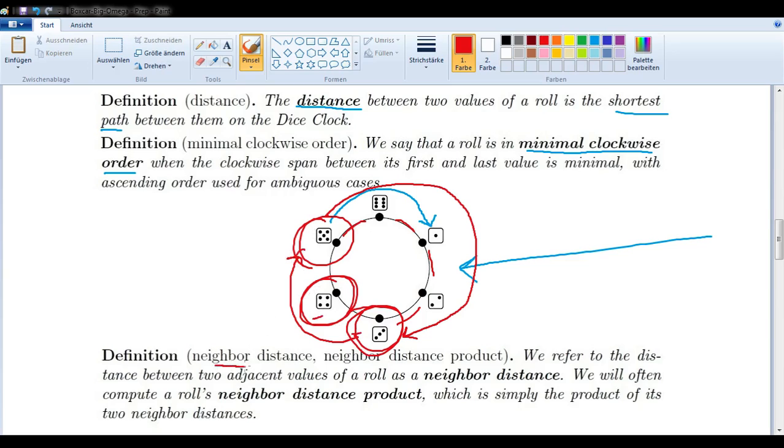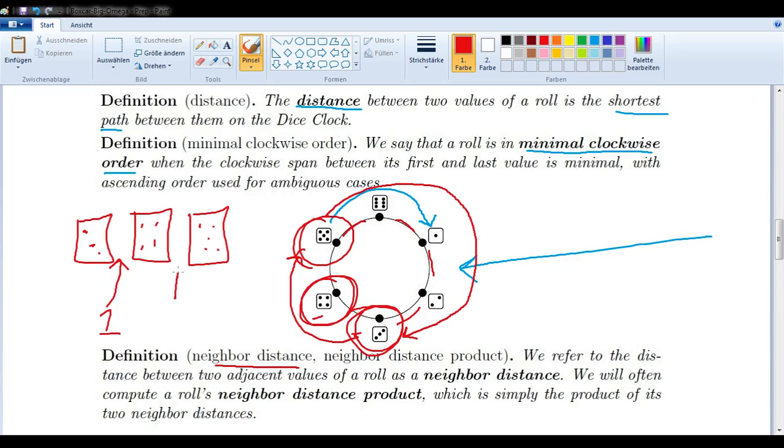Now we can talk about the neighbor distance. That's also something very similar. Let's actually look at the example we just did. Let's say we had a 3, a 4, and a 5. Then the neighbor distance would just be this distance here. So from 3 to 4 would be a 1, and from 4 to 5 would also be a 1. So the two neighbor distances would be 1 and 1. And we'll also be using the neighbor distance product, which just means that we're going to multiply these together.